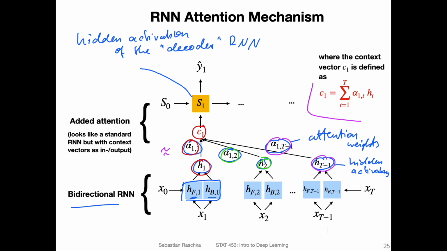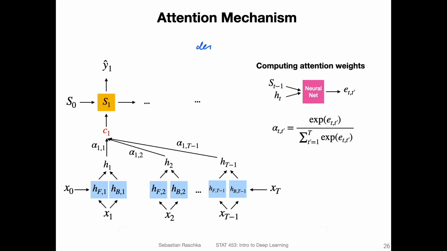And here's how the context vector is computed. It's summing over the attention weights alpha multiplied by these hidden activations. That's how we compute this context vector. Now, how do we compute this attention weight itself? I mean, we talked about the hidden activation, right? So the hidden activation is just a concatenation of the forward and backward hidden activation. Now, how do we compute this attention weight? The attention weight is computed by using another neural network, for instance, a multi-layer perceptron.